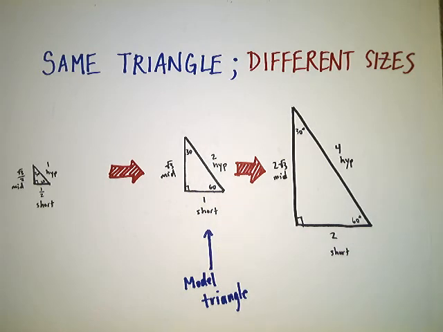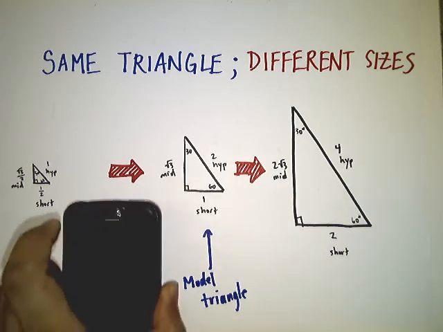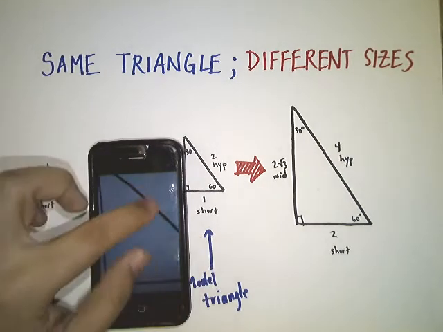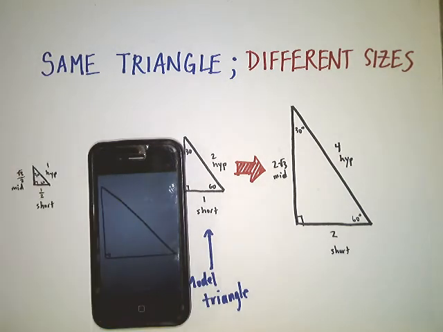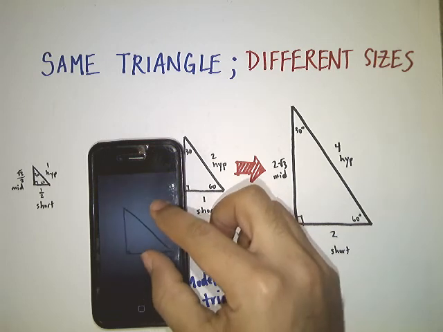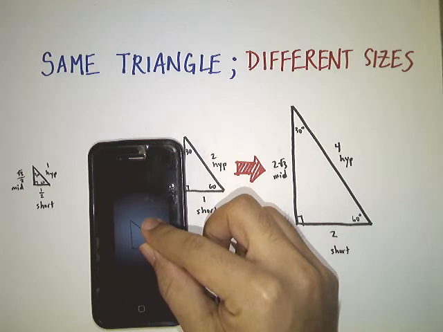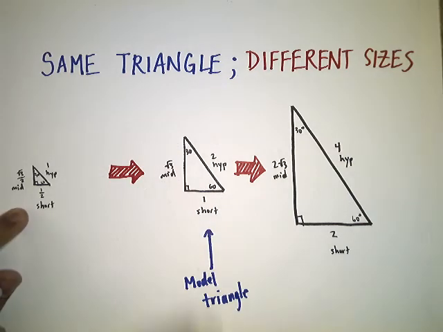Okay. So now what I want you to do is imagine that once again, you take your iPhone, and starting with that regular size triangle, you just actually pinch it down and make it smaller. Okay. It's the same shape, but the sides are shorter now. And that's what we have right here.